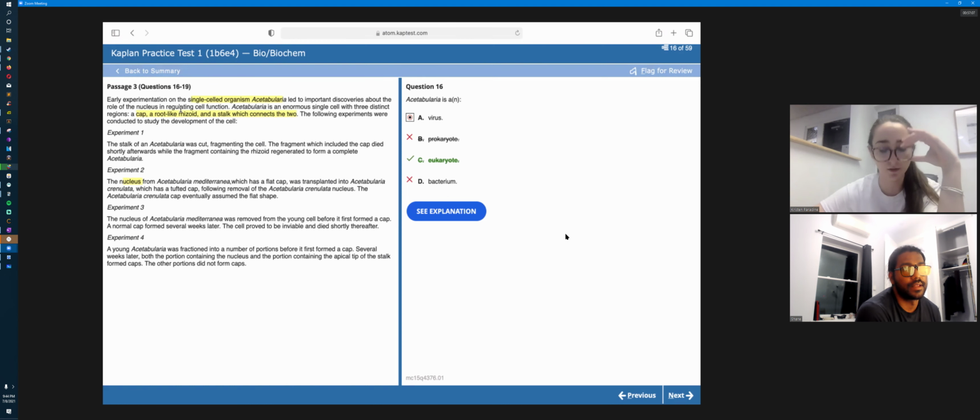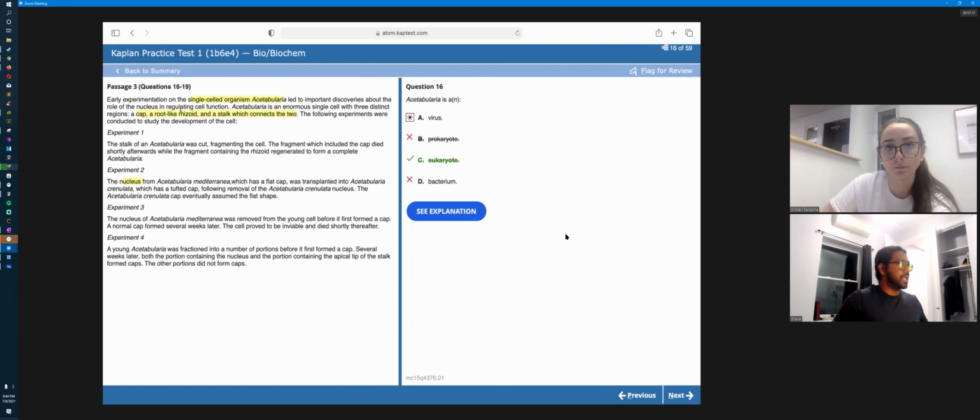Okay, so experiment one. We are cutting out the stalk. So first of all, they say a set of acetabularia has a cap. Think of that as this hand or fist or whatever, and a root-like rhizoid, and then what connects the two is the stalk, right?